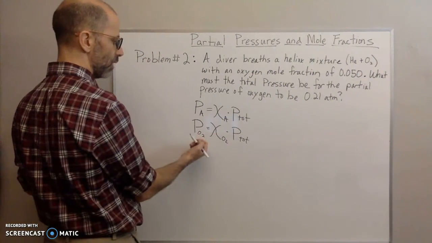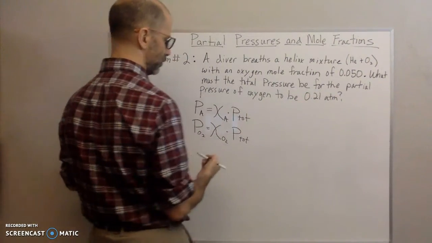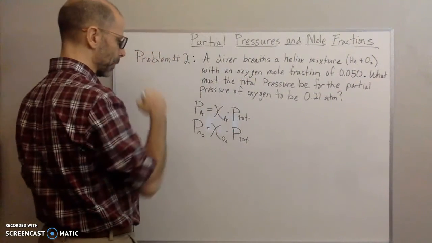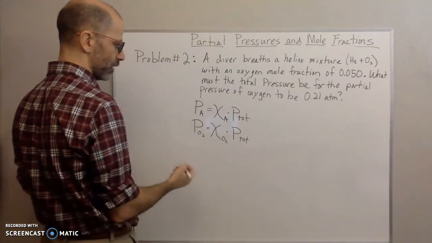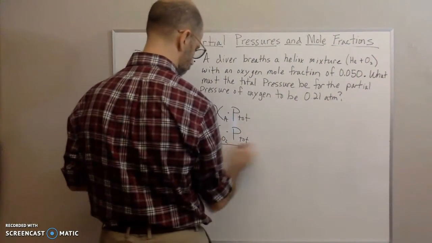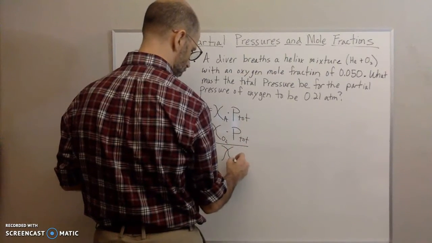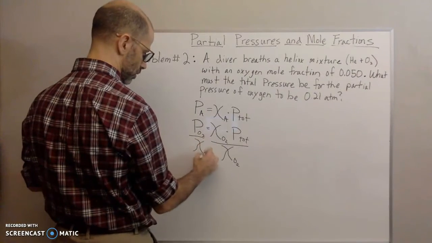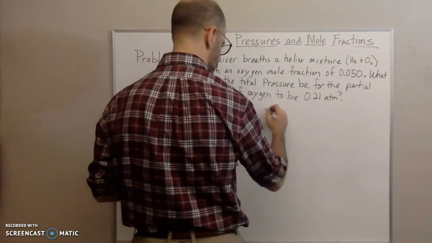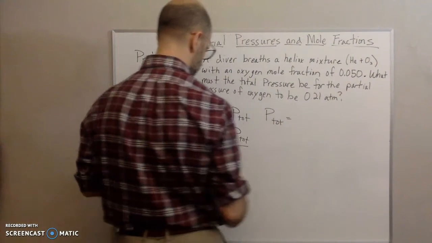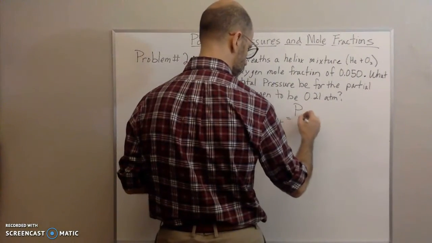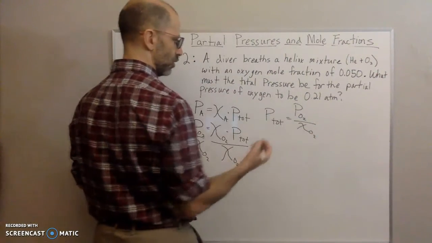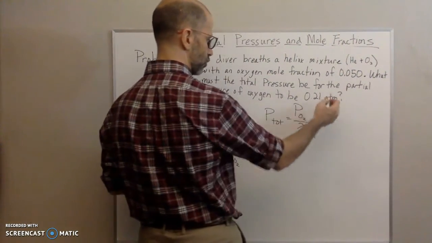So they gave us the partial pressure of oxygen, 0.21 atmospheres. They gave us the mole fraction, 0.050. And they want the total pressure, so we just solve the equation for the total pressure. We'll divide both sides by the mole fraction. And so the total pressure is going to equal the partial pressure of oxygen divided by the mole fraction of oxygen. So now we just need to plug those in.